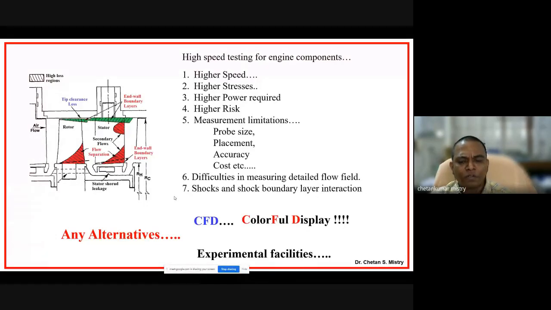Now, the next option we have is the experimental facility. But as I told, my talk is more in the sense of correlating CFD and the experimental facility. So what we will be doing is using CFD as a tool for the development of the experimental facility. Once the experimental facility is developed, I will have my whole experimentation.